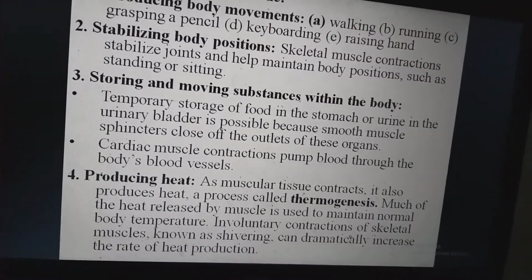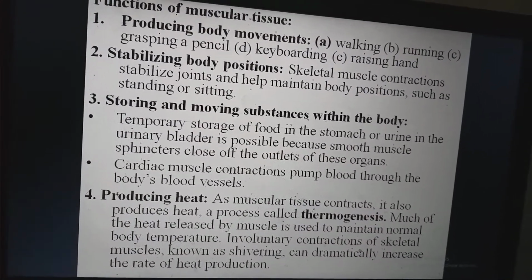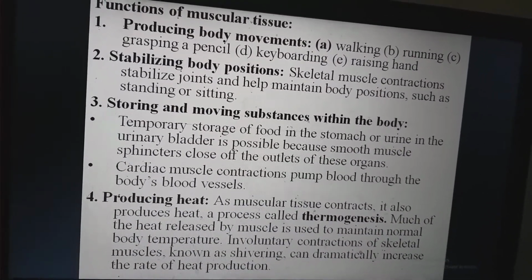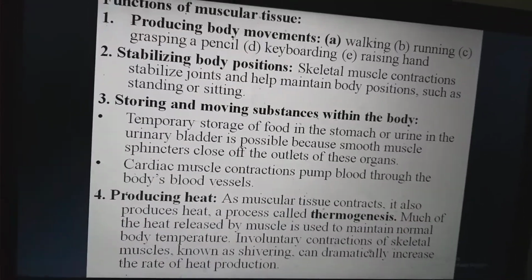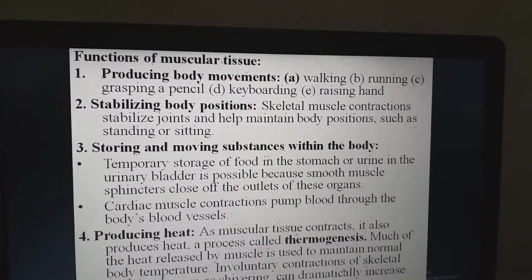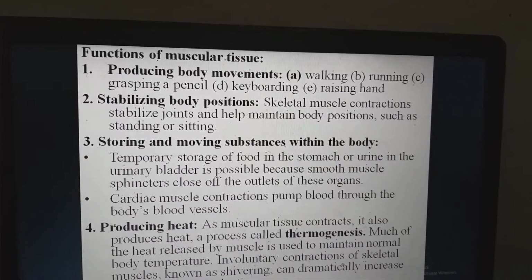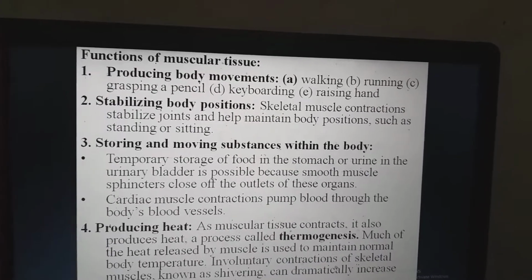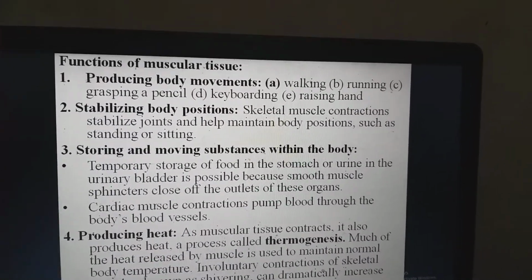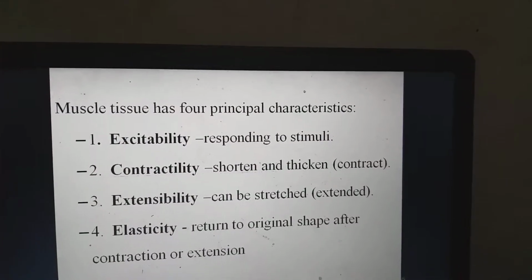Producing heat: when muscular tissue contracts, it also produces heat, a process called thermogenesis. Thermo means heat, genesis means production. So as it contracts and relaxes, it produces heat. These are the four major functions: producing body movement, stabilizing body position, storing and moving substances in the body, and producing heat or thermogenesis.